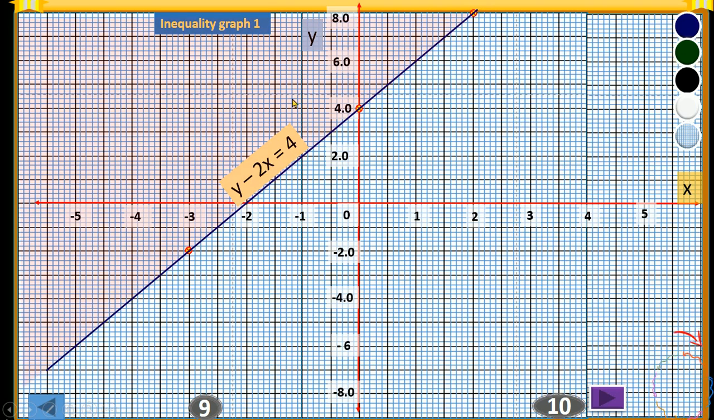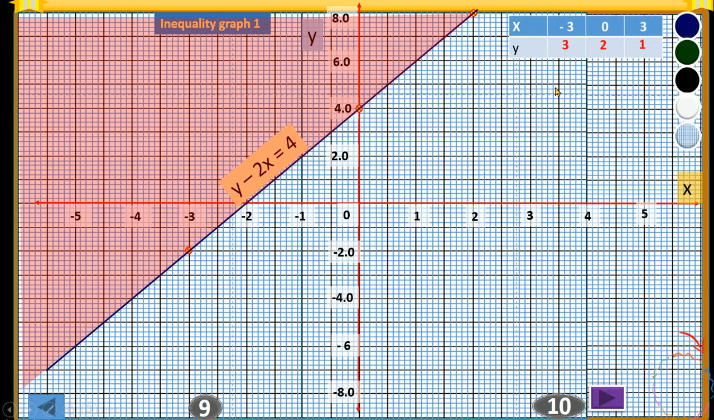So now this is the rejected region, while this side is accepted region. I'm shading the rejected region. Remember, it's your choice to shade the rejected region or the accepted region, but I decided to shade the rejected region. So now we're going to go to the next line, and that is for the second inequality.